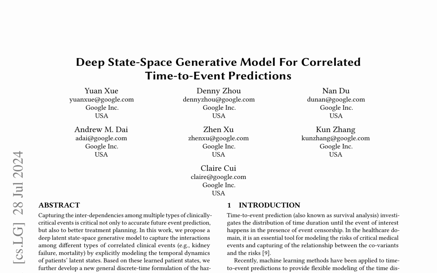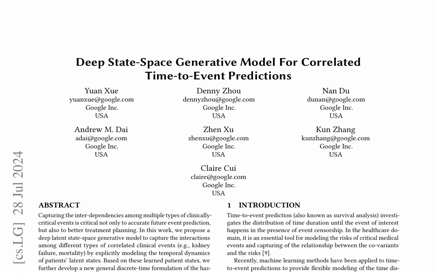Most prior work on time-to-event prediction has been limited to modeling a single type of event, neglecting the correlations among the risks of multiple types of events. The proposed model addresses this limitation by learning patient states that capture the temporal dynamics of correlated clinical events.